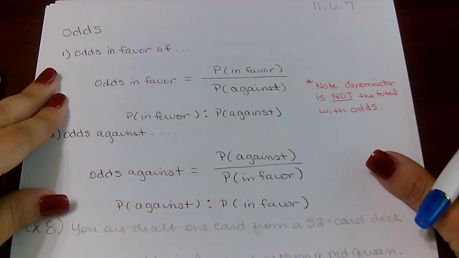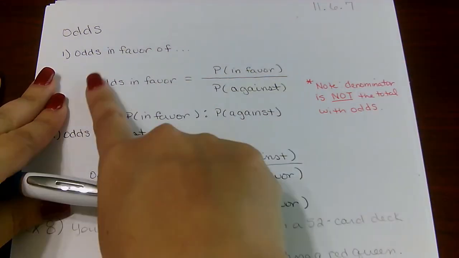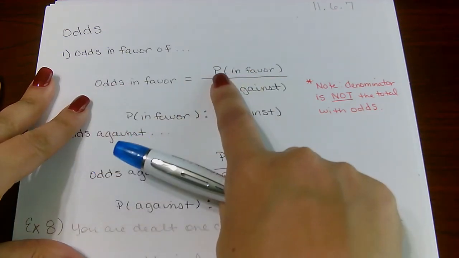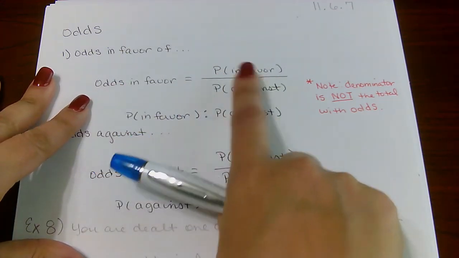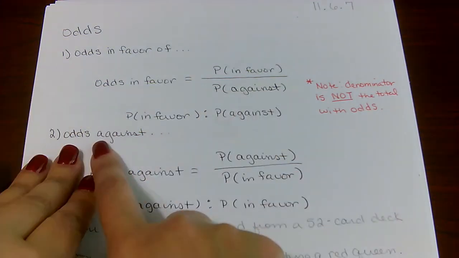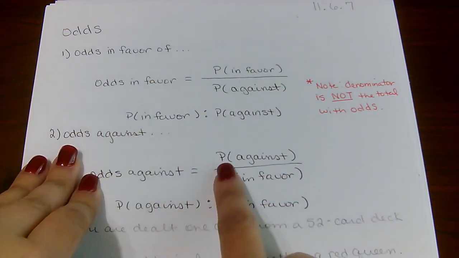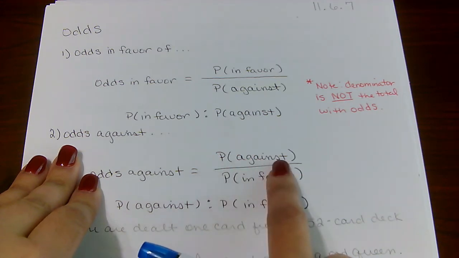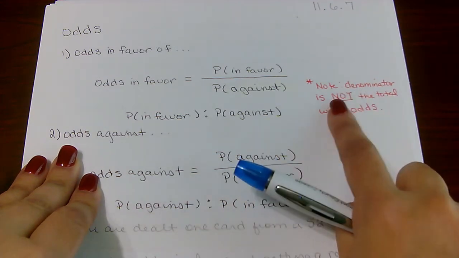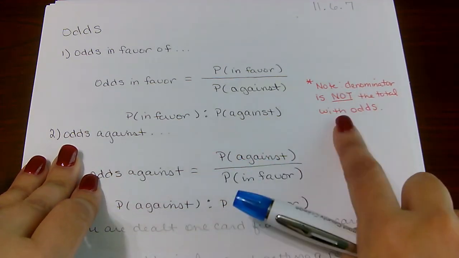There's two different types of equations for odds. When you say odds in favor of, what you're talking about is the probability of being in favor divided by those who are against it. If we say odds against, the probability of being against is in the numerator, and the probability of being in favor is in the denominator. I want you to note that the denominator in this particular case is not the total.